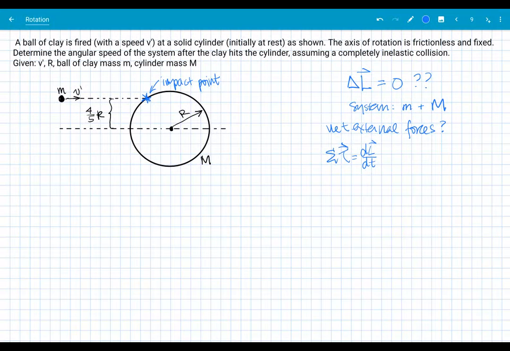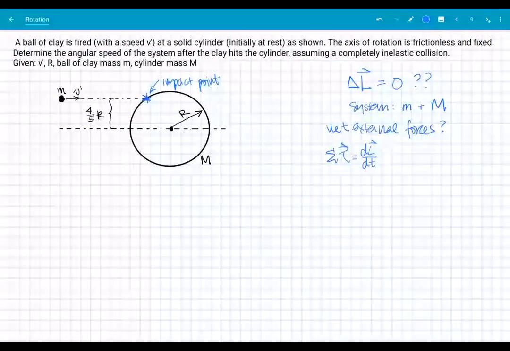And again, remember, if I don't use conservation of momentum here, I don't have any tools, because I don't have the information that I need about those internal forces. So we can say, yeah, we can neglect the gravitational force on the ball of clay. We'll assume V prime is really big and the time interval is really short. And that'll allow us to use this tool.